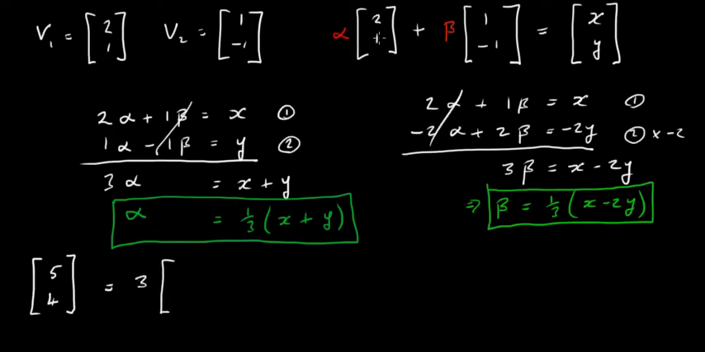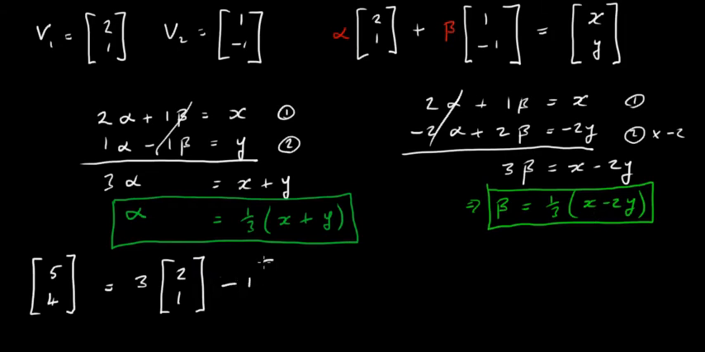So I need to multiply 2, 1 by 3 plus, well, let me work it out first. I want to work out beta now. I've got 5 and 4, so it's going to be 1/3 of 5 minus 2 times 4. 2 4s are 8, 5 minus 8 is minus 3, and a third of minus 3 is minus 1. So beta here will be minus 1, so I need to put in a minus 1 here.